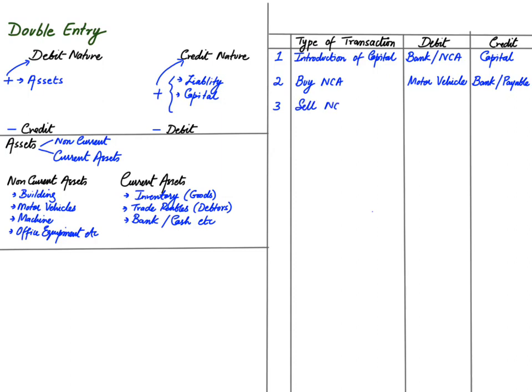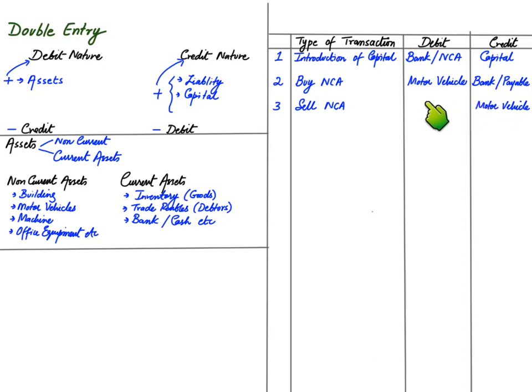Okay. Thirdly, sell a non-current asset. Maybe I have bought a car and now I don't need it probably because I have outsourced my delivery operations to some courier company. Now I am selling my non-current asset. So whenever we are decreasing a non-current asset, an asset goes credit. So I will be crediting the motor vehicle account. See, when we have bought a motor vehicle, we have debited an asset account, and when we are selling the vehicle, we will be crediting the motor vehicle account.